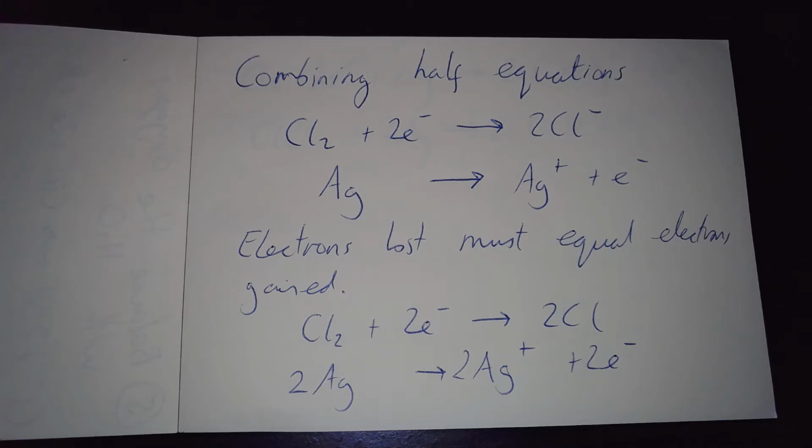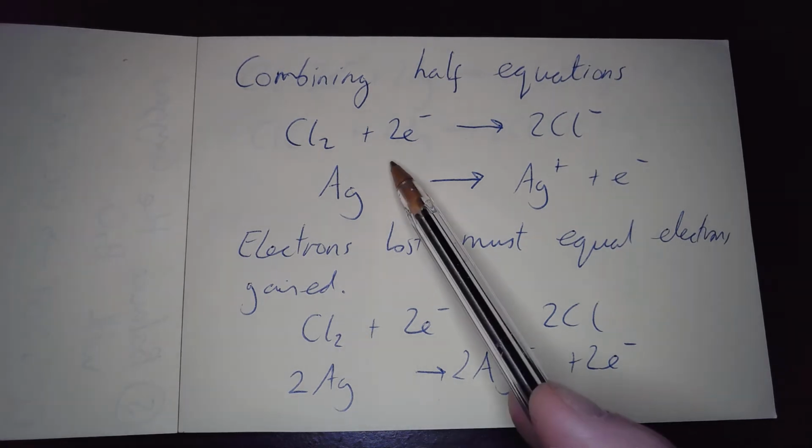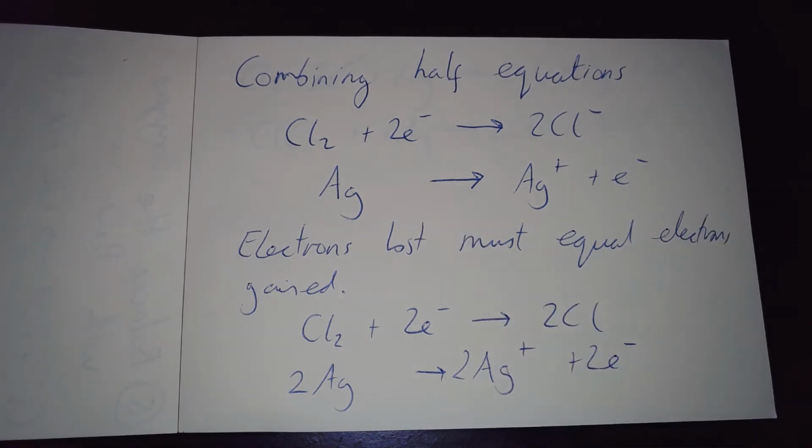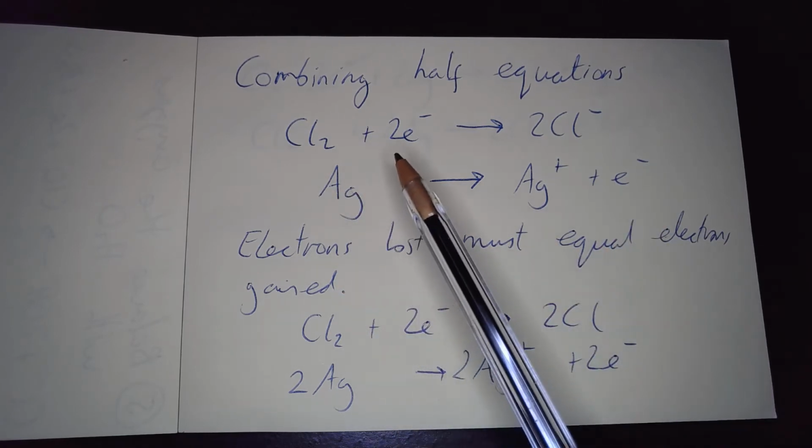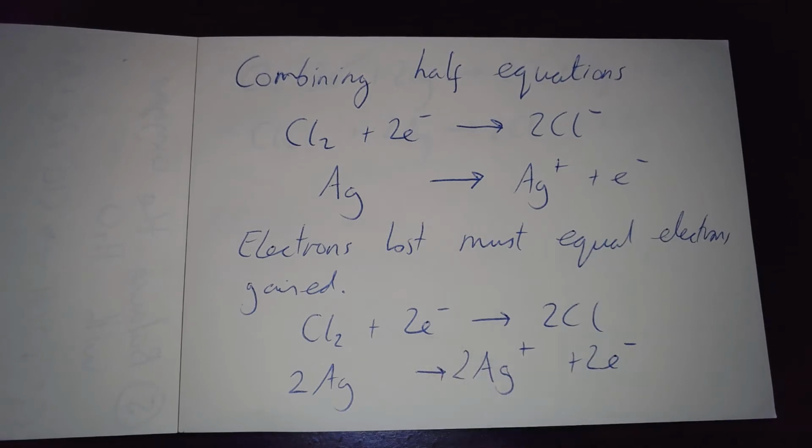Okay, so we can take two half equations and combine them together to make a whole equation. The first thing that's really important though is that your electrons are on opposite sides. You can't have them both gain electrons or both lose. One's got to be gaining, one's got to be losing. Then the next important thing is that the number of electrons lost in one reaction must equal the number of electrons gained by the other, otherwise it wouldn't balance.